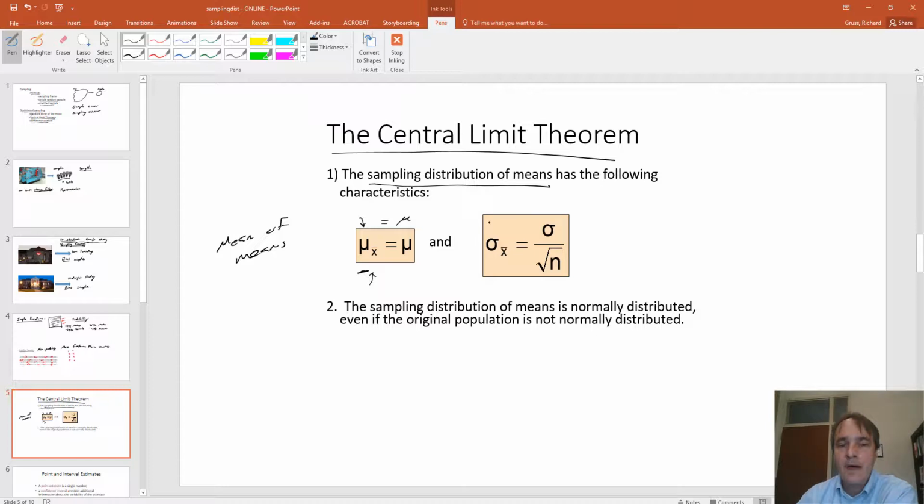Now, it also tells us that the standard deviation of those sample means, and notice the subscript on both of these, this is the mean of means, and the standard deviation of means is going to be equal to the population standard deviation divided by the square root of the sample size. Here, n is the sample size.